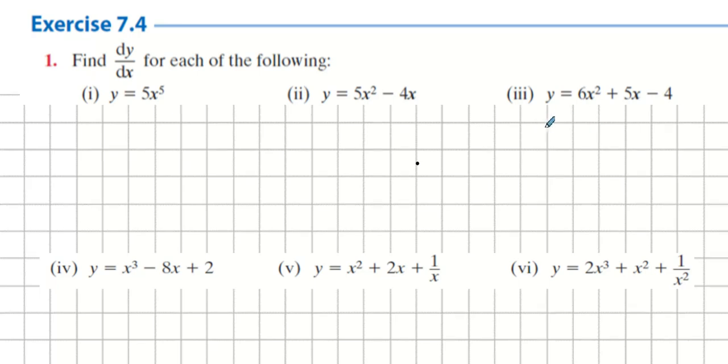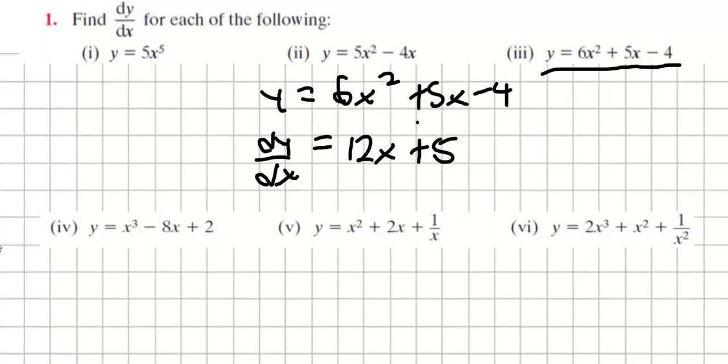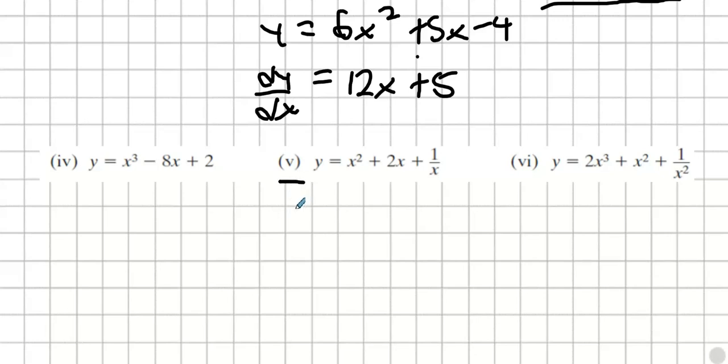Class, what do we all think the derivative of 6x squared plus 5x minus 4 is? Can anybody tell me? So bring the 2 to the front and you get 12x. Get rid of the x and we get 5. Any constant turns into 0 and you're done. Okay. What do you think about this one here?